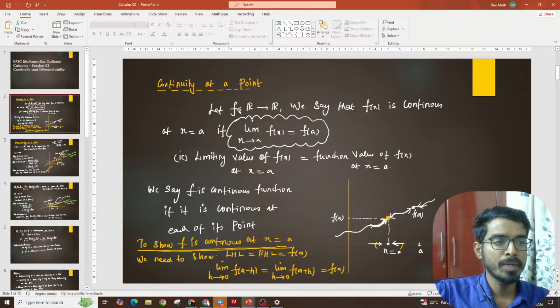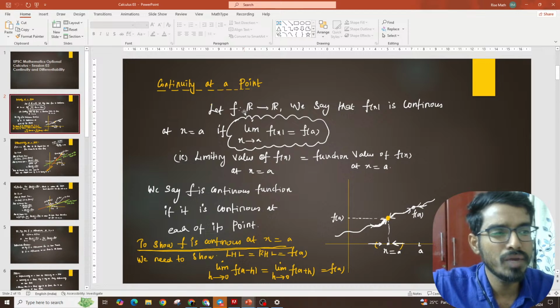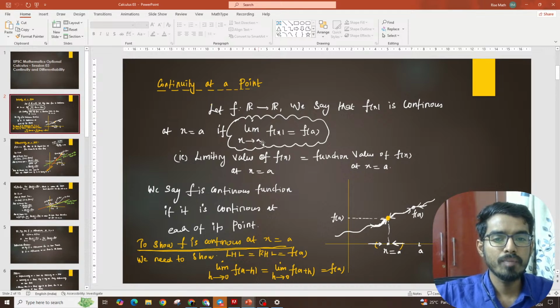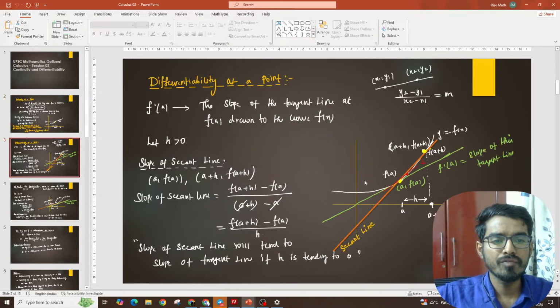In the previous class, first we defined continuity at a point. Then we defined what is meant by a continuous function. So just recall the definition of continuity at a point. At a point a, f is continuous if the limiting value is equal to the function value. So limit x tending to a of f(x) equals f(a). The limiting value has to be equal to the function value at that point. If that happens, we say at that point it is continuous. If it is true for each point in the domain, then we say it is a continuous function, right?